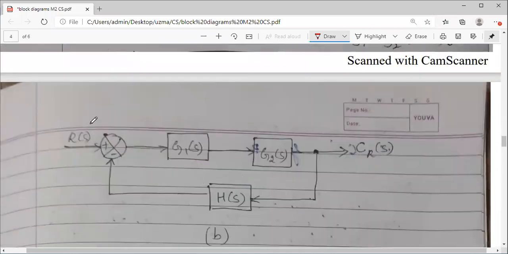It looks like this. See, you have R, H, G1, G2, and C, but here the summer where you are adding U of S is missing, because I am not considering U of S. U of S is made 0. So this is how the diagram looks, it will reduce to this.